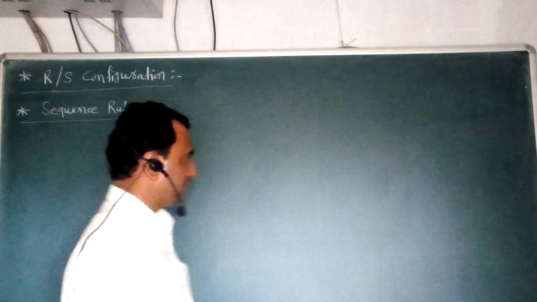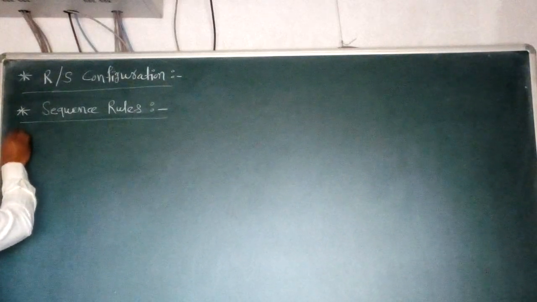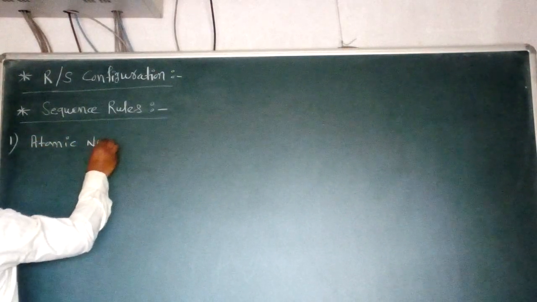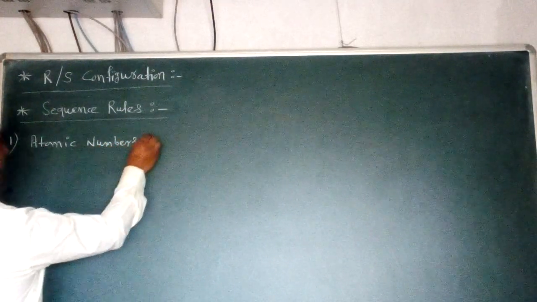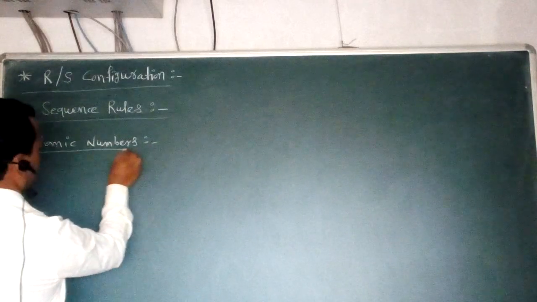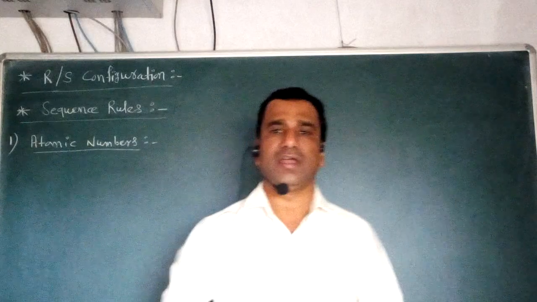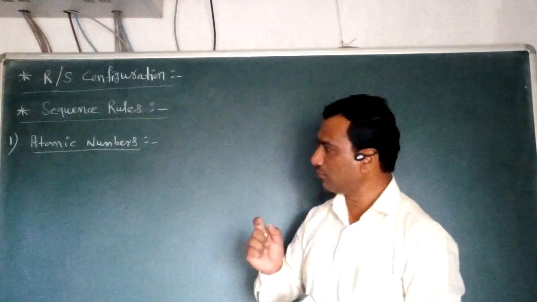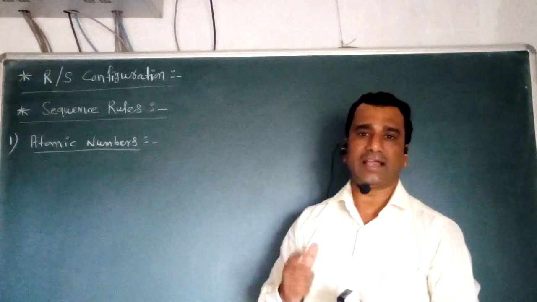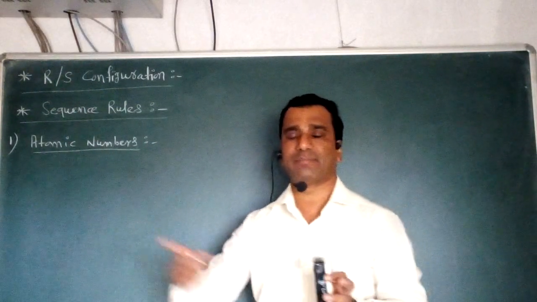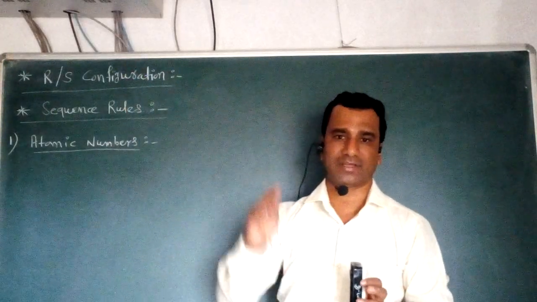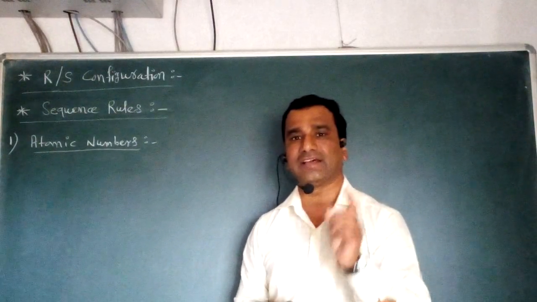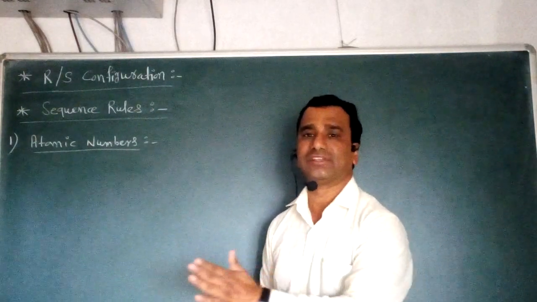The first sequence rule is called the atomic numbers. Whenever four different atoms or groups are attached to a particular chiral center, in order to assign the priority, we first have to take into consideration their atomic numbers. We assign the priorities depending upon the atomic number: the atom having the highest atomic number gets the highest priority as compared to atoms or groups of lower atomic numbers.